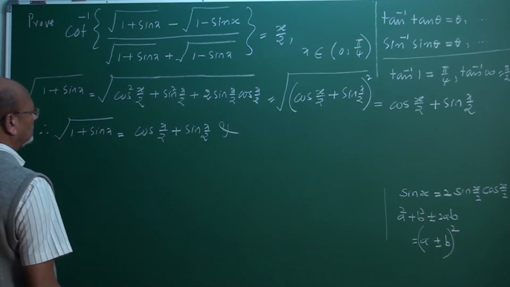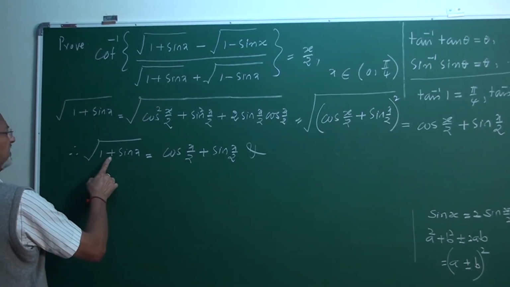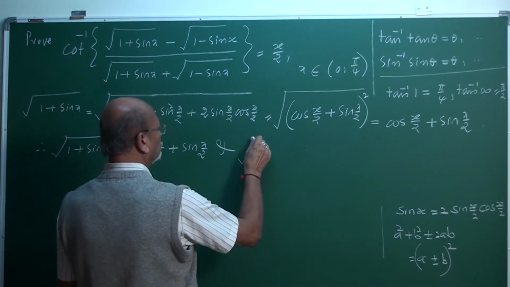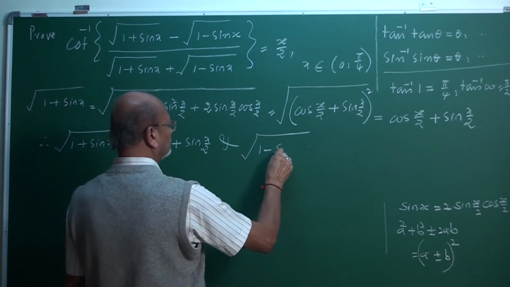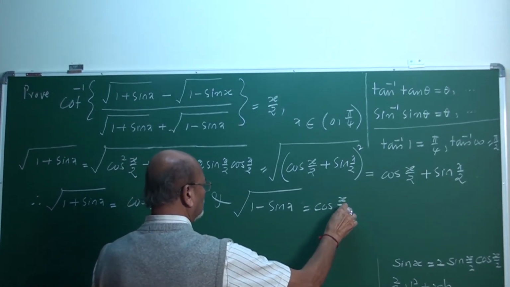Similarly, if it is plus here, you have plus sign; if it is minus here, you have minus sign. Therefore, square root of 1 minus sin x is cos x by 2 minus sin x by 2.